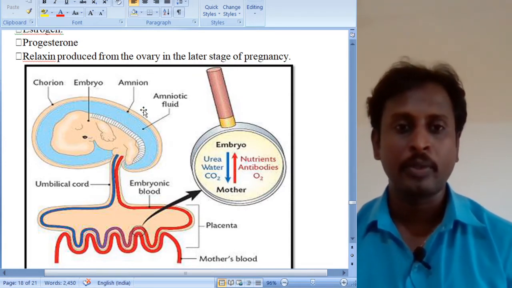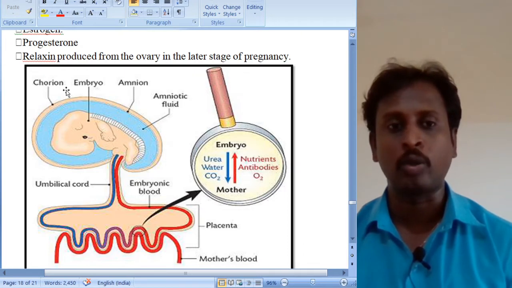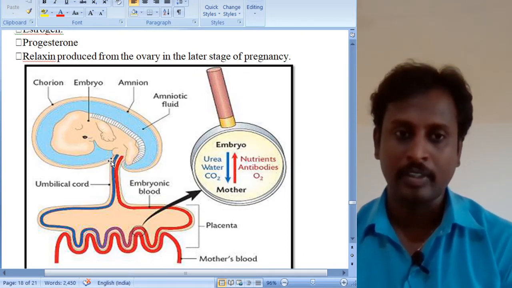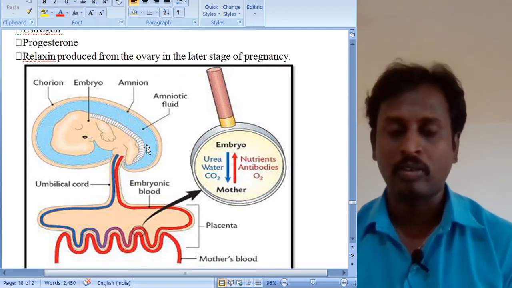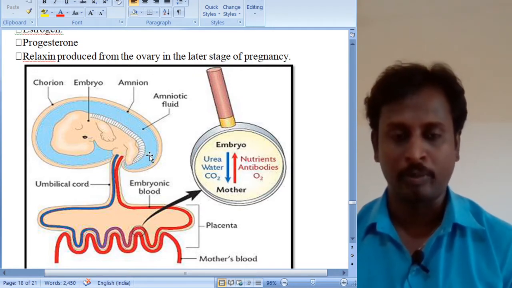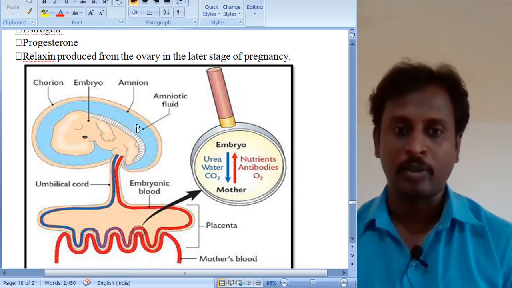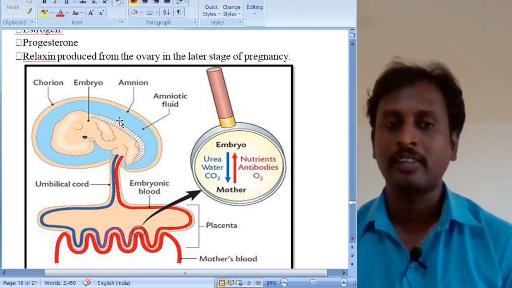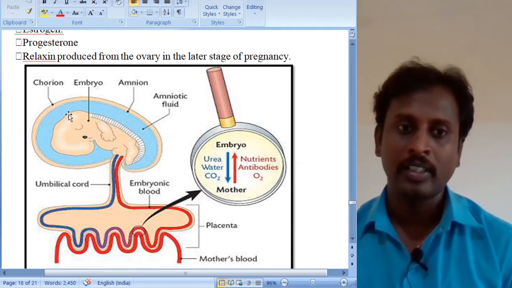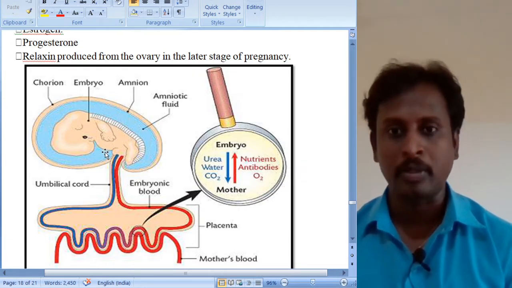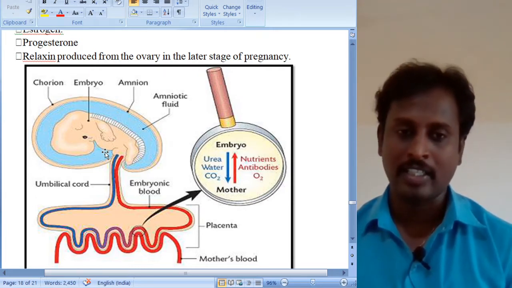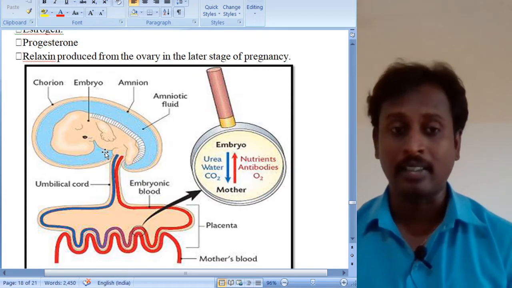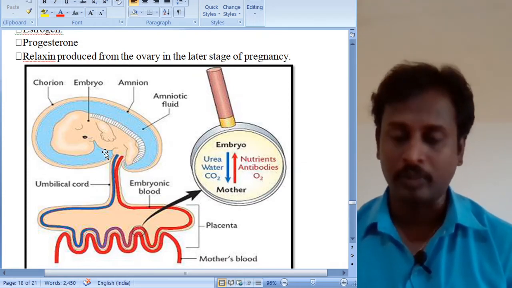The embryo is fully protected by the chorion layer, the embryonic protective layer. Inside that we can find a type of fluid called amniotic fluid. The layer containing this amniotic fluid is called the amnion, and this amnion layer is very necessary because it has the stem cells which are necessary to build a complete baby inside the mother's womb.